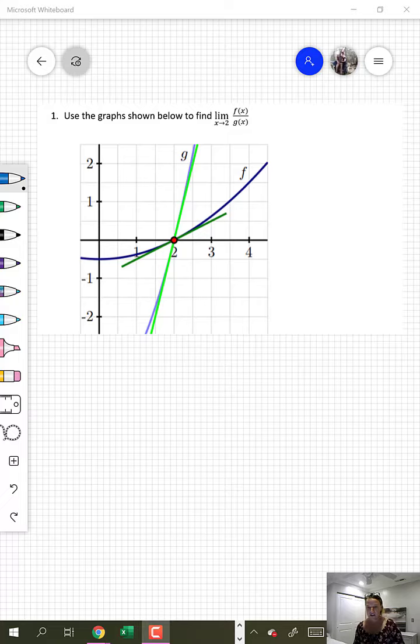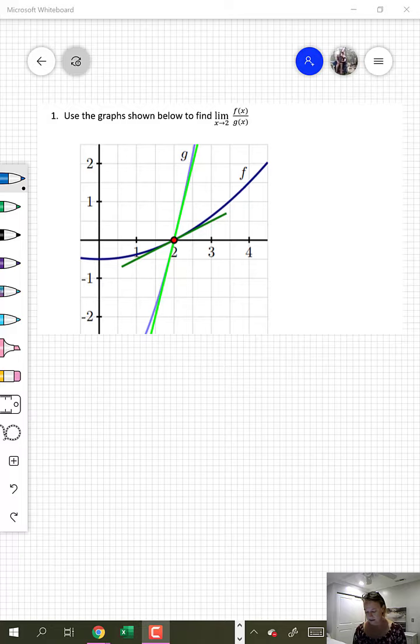So you just finished taking your test 2 part 1, and I want you to grade your exam. And so the first question says, use the graphs shown below to find the limit as x approaches 2 of f of x divided by g of x.